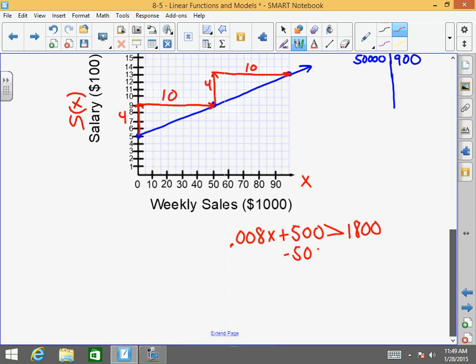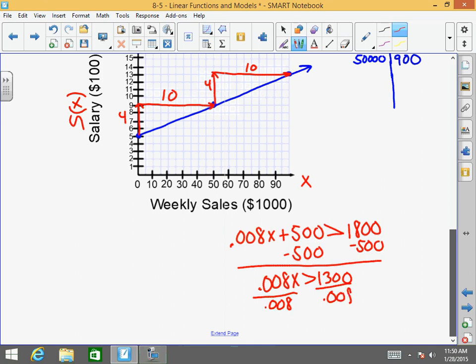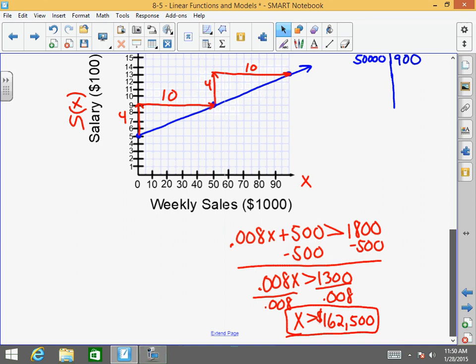Well, we know how to solve inequalities as well. Subtract 500 from both sides. So I've got 0.008x is greater than 1,300. Divide both sides by 0.008. And again, yes, you may use a calculator, my brothers. Okay, and you've got 1,300 divided by 0.008. And I've got to make more than $162,500 in sales in 1 week to make more than $1,800.